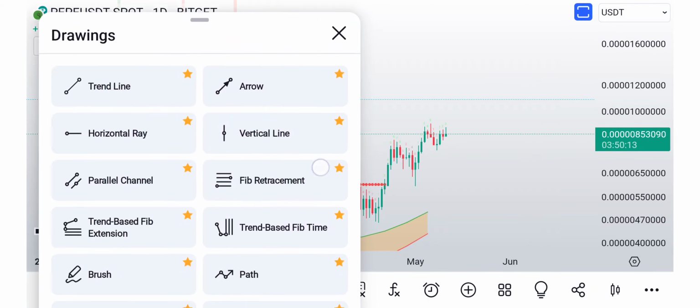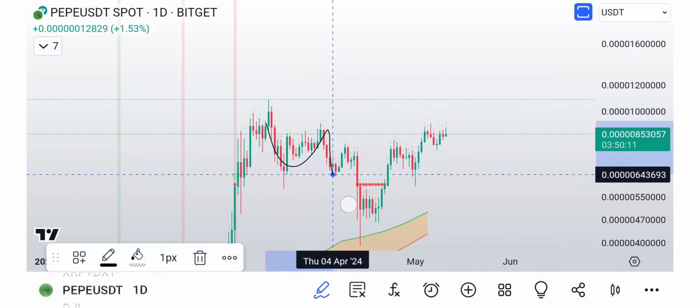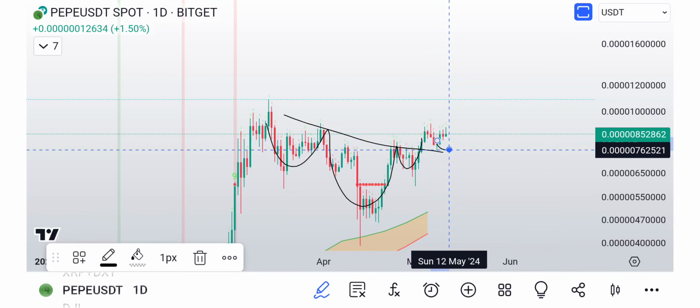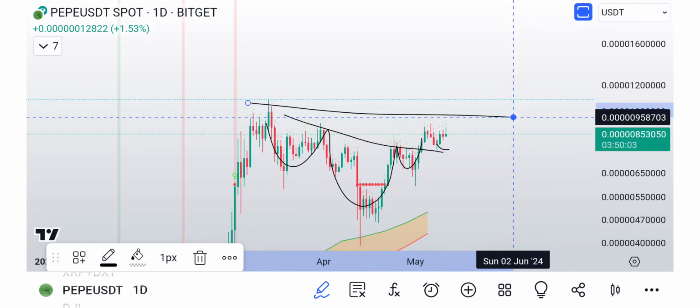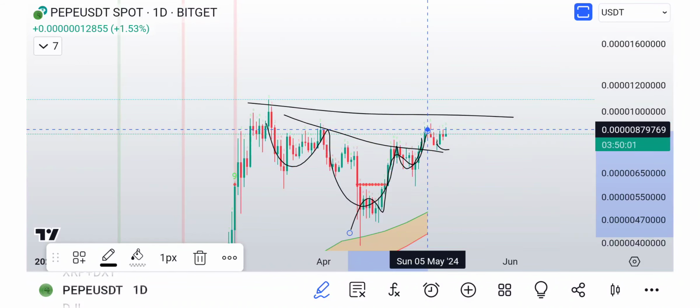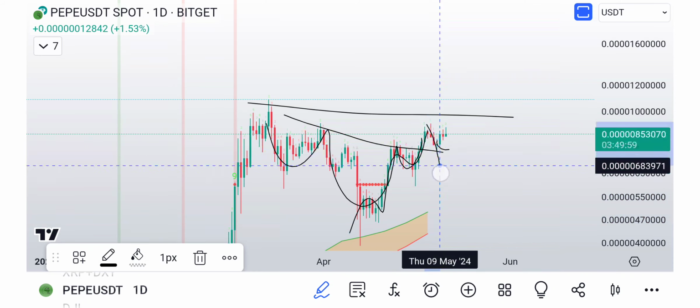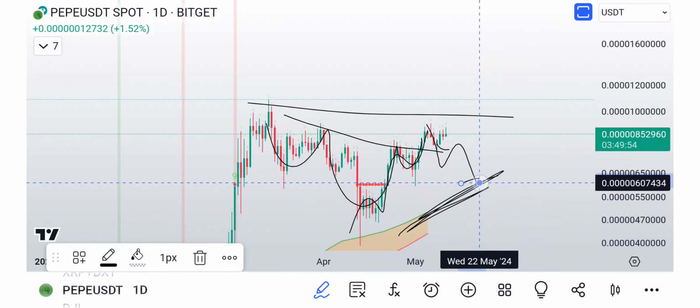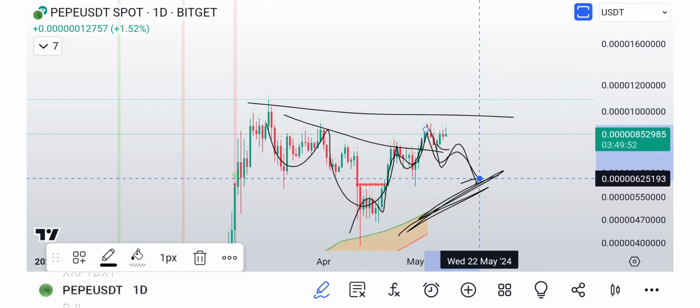PEPE, it looks like an inverse head and shoulders here. Boom, boom, boom. We broke out, and now we're retesting it. Let's see if we can continue higher, right? I mean, we do have 1, 2, 3, 4, 5. We have 5 waves, so I would like to see some type of 3-wave pullback and retest here. So it looks like we still got a little bit of downside to go, if I had to guess.